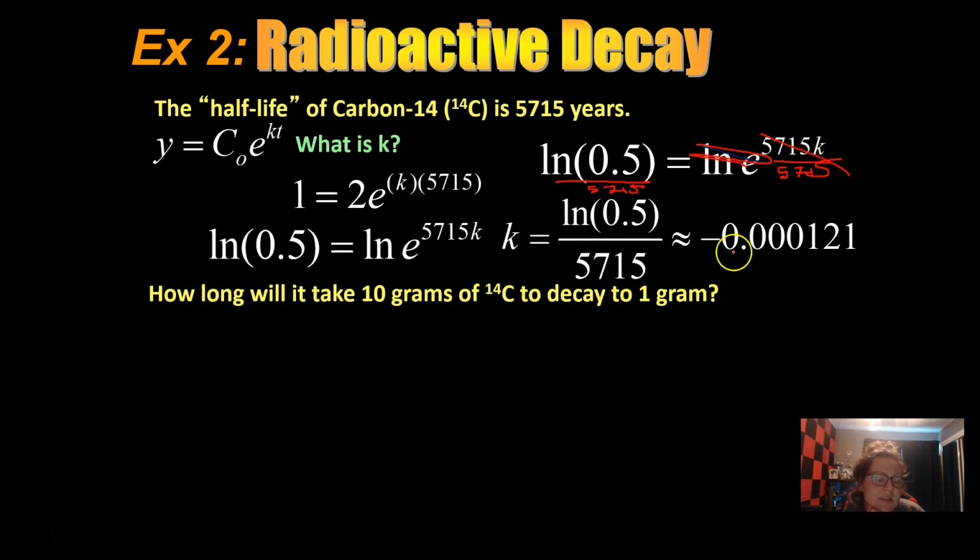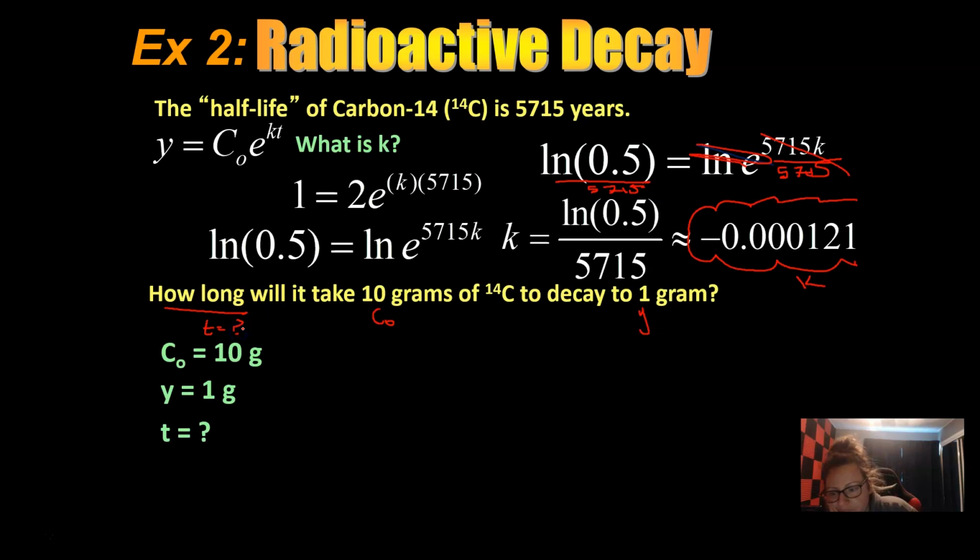And that is approximately negative 0.000121. So this is my K value. Okay, and so I'm going to use that over here. How long will it take 10 grams of carbon-14 to decay to 1 gram? So this is your Y. This is your initial amount. And then how long? I'm looking for T.